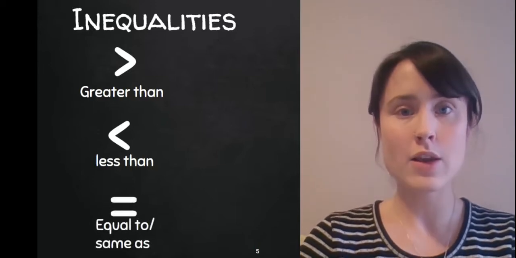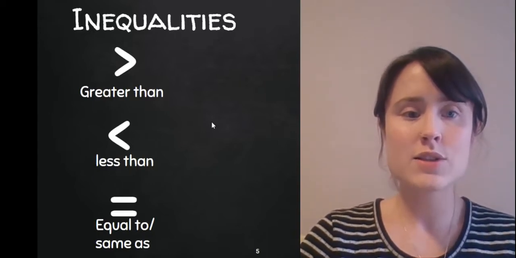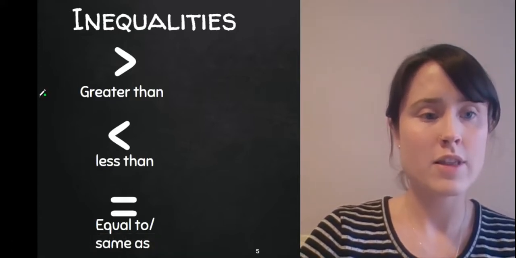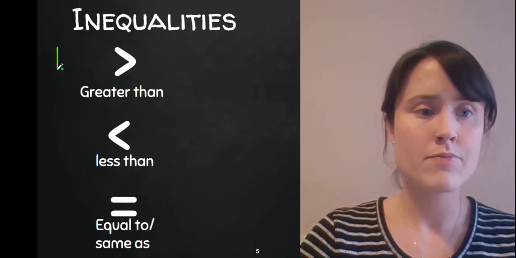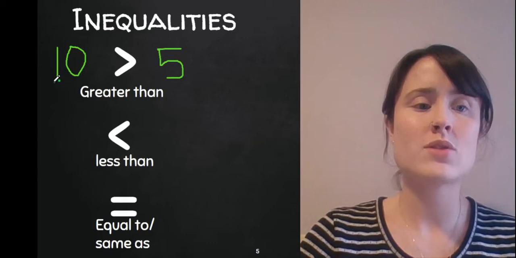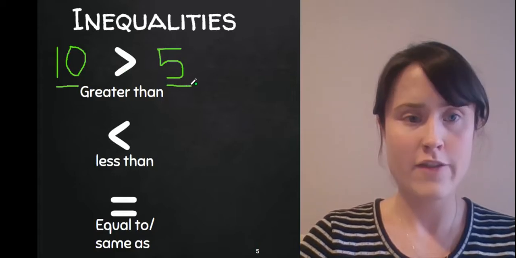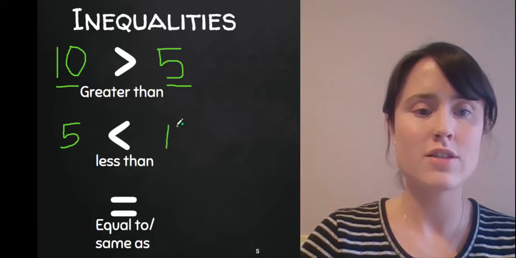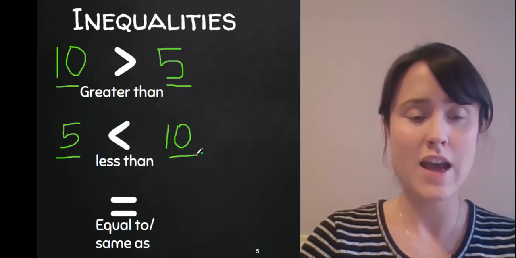And last but not least, we have equal to or the same as. Something that Annie forgot to mention is that it's really important that we're always reading our number sentences from left to right, just like we would read a word sentence. So for example, I need to make sure I'm starting on this side and saying 10 is greater than 5. Over here, I need to make sure I'm reading left to right, just like I'd read my words. 5 is less than 10.